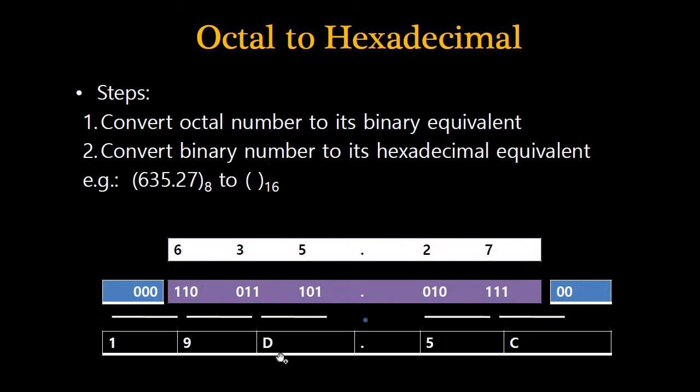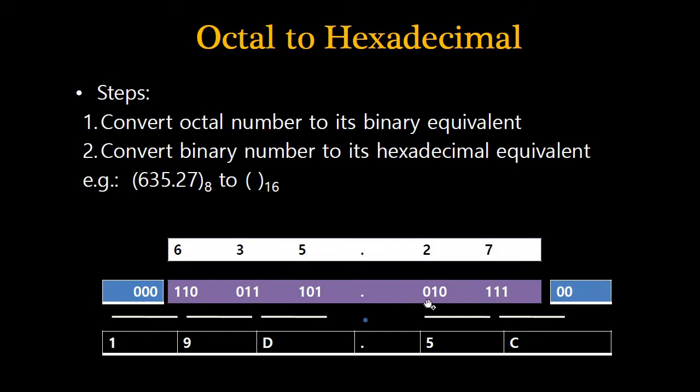1101, which is equivalent to D. The next one is 1001, that is equal to 9, and as this 1 is a single bit, we will add 3 more zeros at the most significant end, so it will be 0001, which is equal to 1.